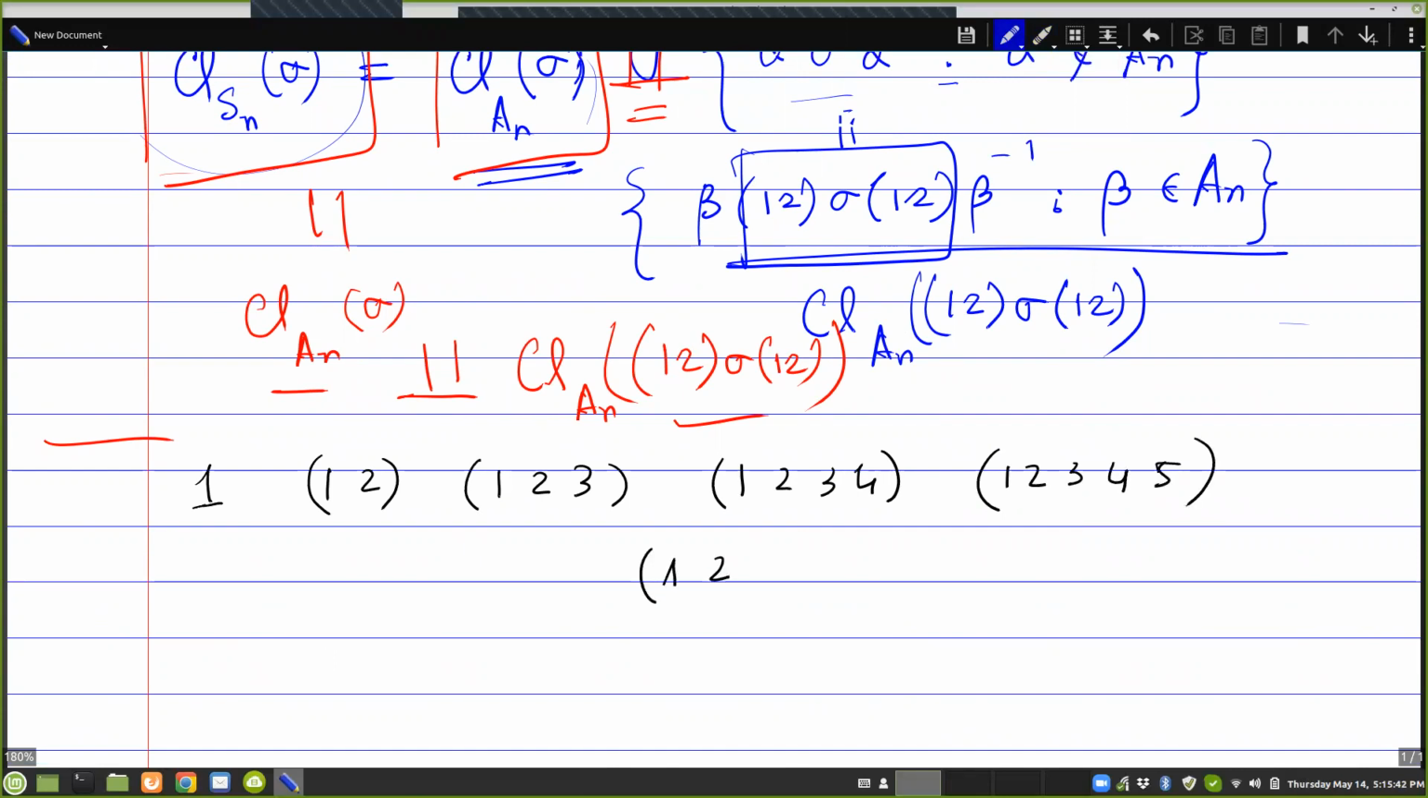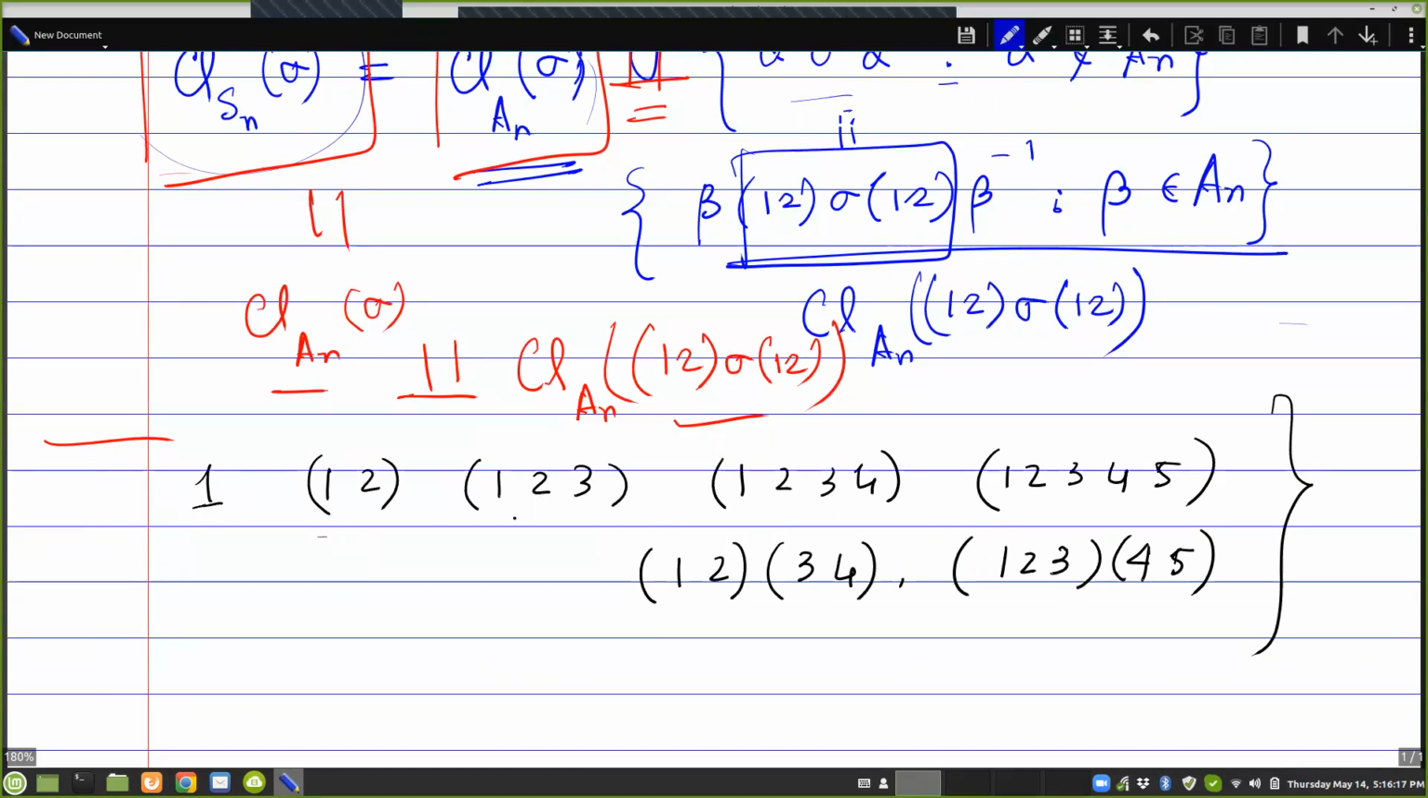Then a (2,2) cycle type, and then (1 2 3 4 5). So these are the representatives from all conjugacy classes in S5. Since A5 is a normal subgroup, certainly it will be a union of conjugacy classes, from the normality.